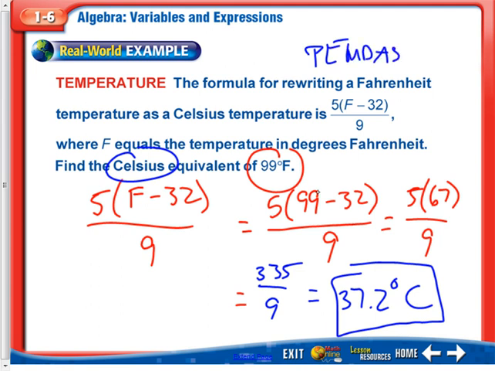All right, you have to do what's inside the parentheses first. So we did that. We found 67. Then we multiplied up here. Okay, and then once we had a numerator and a denominator, then we could finally divide to get our answer, 37.2 degrees Celsius.